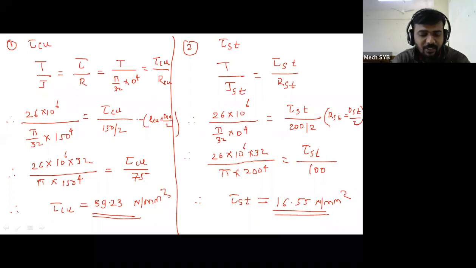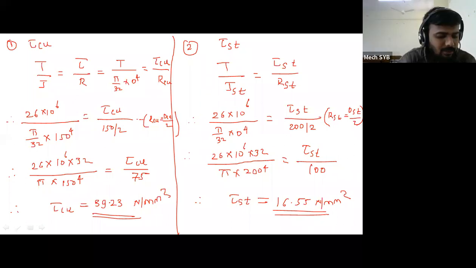In the steel material, stress is minimum as compared to the copper. It is only 16.55. Why? Because diameter is high, means area is maximum. Therefore, here our conditions are satisfying. Stress is minimum where area is maximum, and stress is maximum where area is minimum. That is 16.55 Newton per mm square.